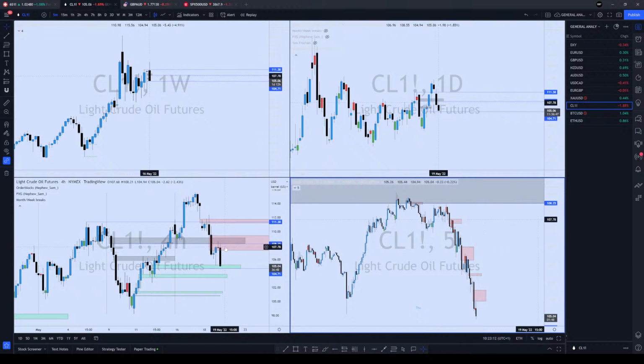I'll probably buy if I get a break in market structure again. I think it's gonna react from that level. I have a strong feeling it's gonna react off from that level, because it's OTE to the pip.